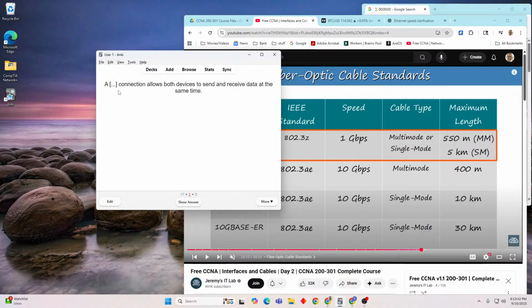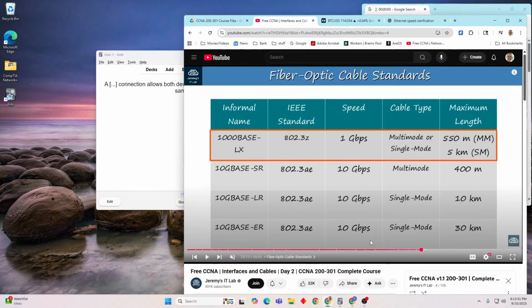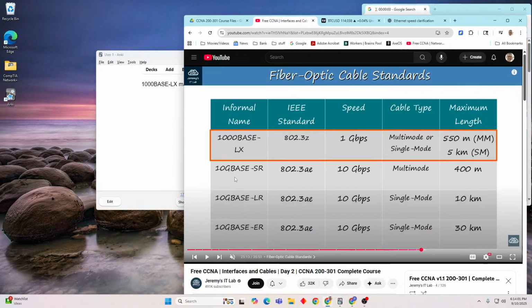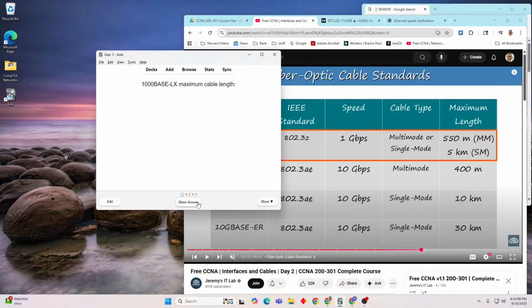Jeez. A blank connection allows both devices to send and receive data at the same time. Bidirectional. What does bidirectional mean again? What was the word he was using? Full duplex. 1000 base LX maximum cable length. Good thing I'm opening up to this right now. 5 kilometers or multi-mode 500. So it depends if it's multi-mode or single mode. What is the name of the connector on the end of the Ethernet UTP cable?